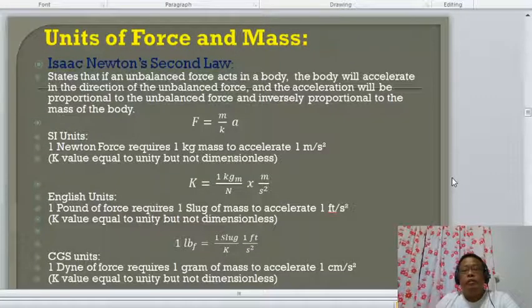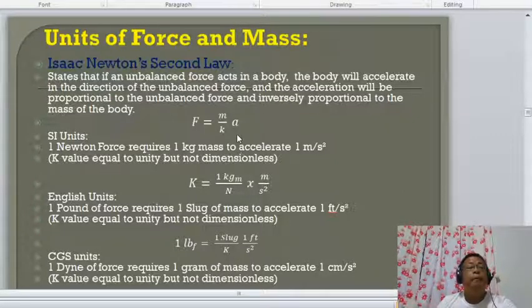Okay. So that's all about temperature. So let us now proceed to the other topic. We have here the relationship of the force and mass. Okay, so this is from Newton's law.